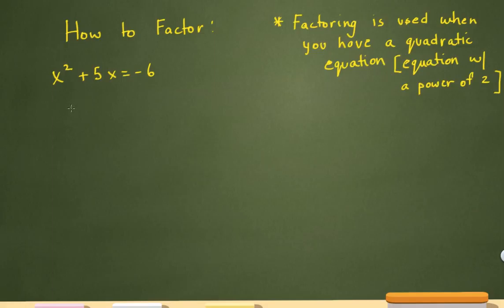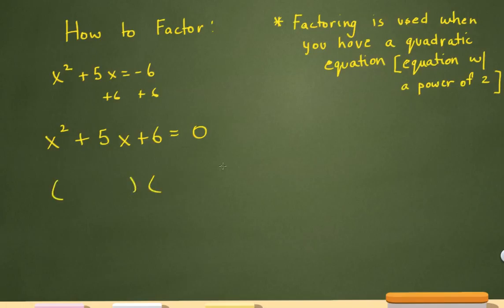My first step is always to set the equation equal to 0. And in order to do that over here, I have to add 6 on both sides. So I'll add the 6 here, I'll add the 6 here. I'll have x squared plus 5x plus 6 equals 0.